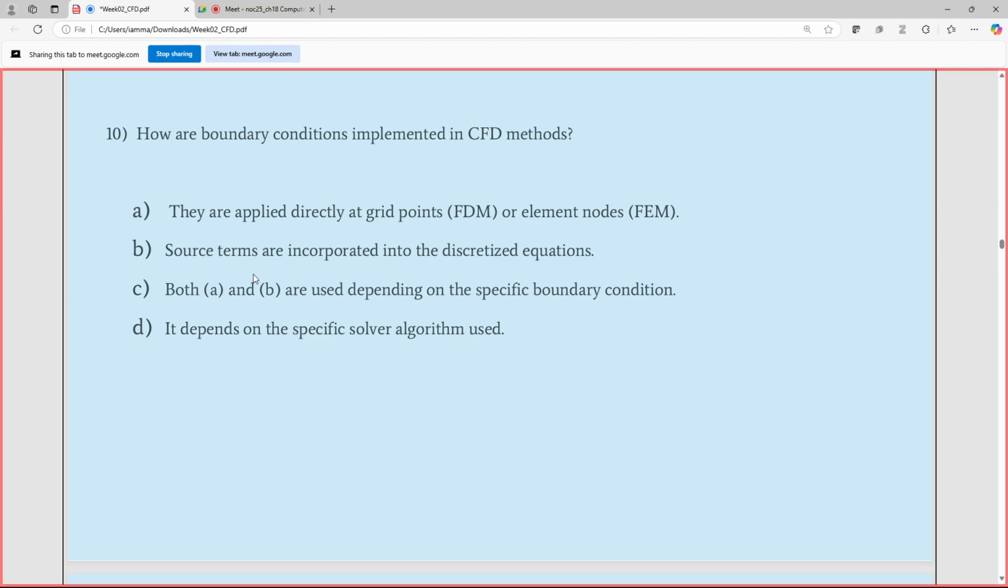Option B: source terms are incorporated into the discretized equations. Option C: both A and B are used depending on the specific boundary condition. Option D: it depends on the specific solver algorithm used. The question is on the implementation of boundary conditions.